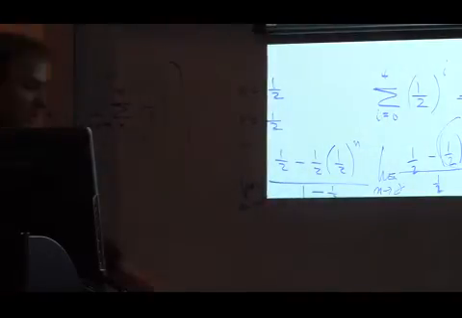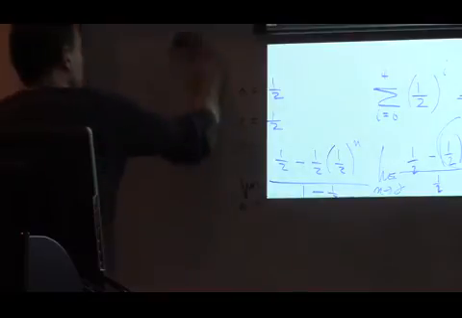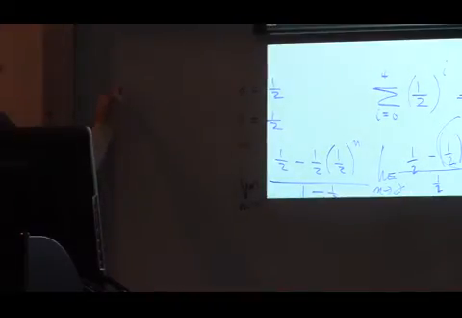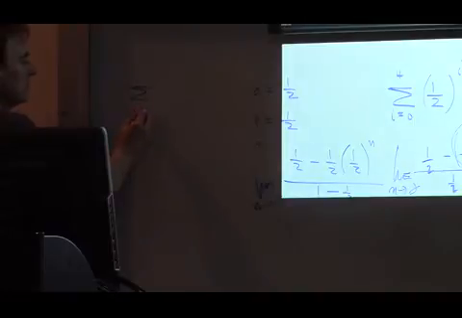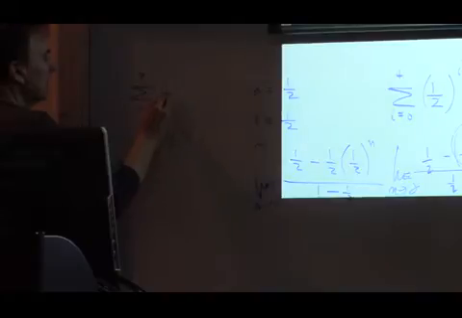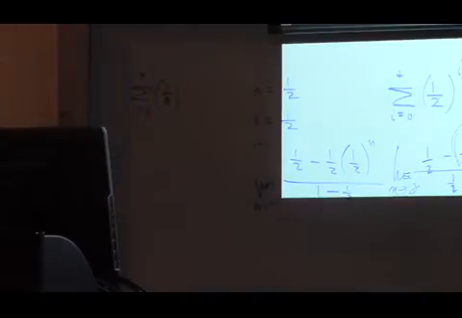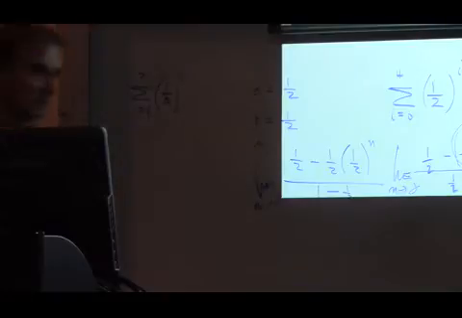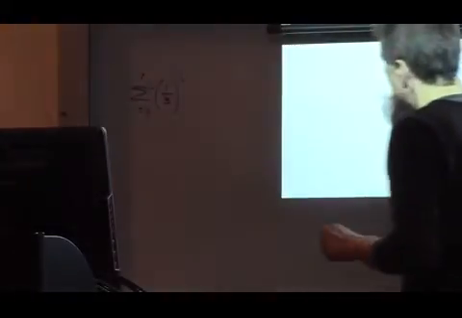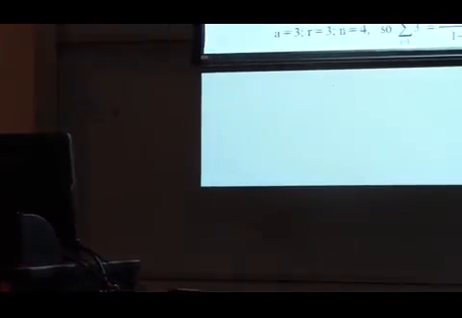Okay, so let me give you one more example of the geometric series. What if I wanted you to find the summation as i goes from 4 to 7 of 1/3 to the i? Okay, so is this a geometric series? Yes. What's the first term? The first term is going to be 1/81. And what's the ratio? 1/3. And how many terms? 4.